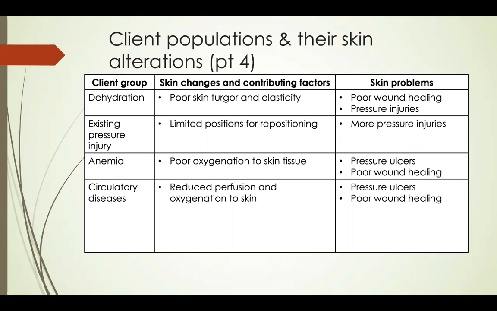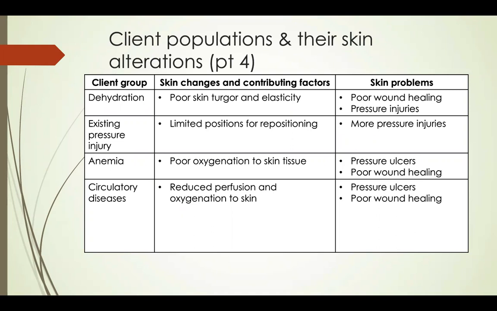Now our last ones are these: dehydration. Again, you have the poor skin turgor, you don't have that bendability of your skin, so your wounds won't heal as well. You'll have more pressure injuries. With an existing injury, you limit yourself, you can't position onto that injury, so it's harder to reposition, so you have more pressure injuries as a result.